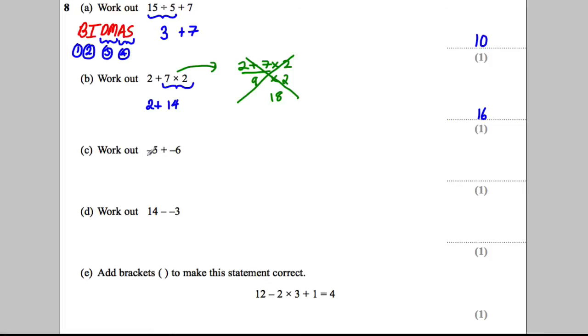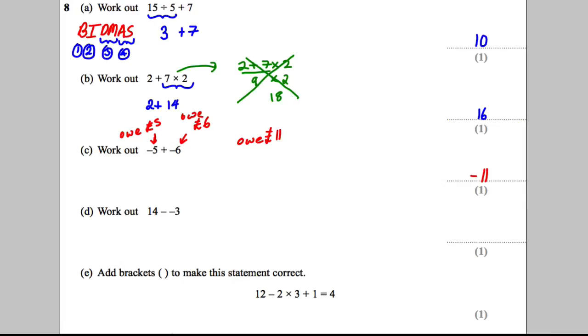Okay, work out -5 add -6. So, the way I like to think of it is -5 is kind of like, let's say I owe someone £5. And I owe someone else, and I add to it how much I owe someone else. I owe someone else £6. How much do I owe in total? Well, I owe £11. So the answer must be -11. Okay? -5 combined with another -6 in total must be -11.